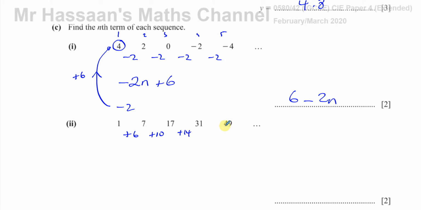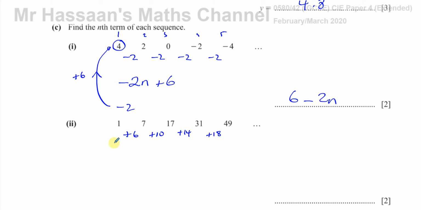And 31 plus something gives me 49. 49 minus 31 is 18. So we can see we don't have a common number in the first row. We don't have to add or subtract the same number each time, but there's something else to it.